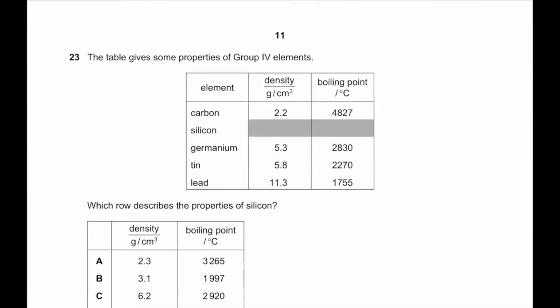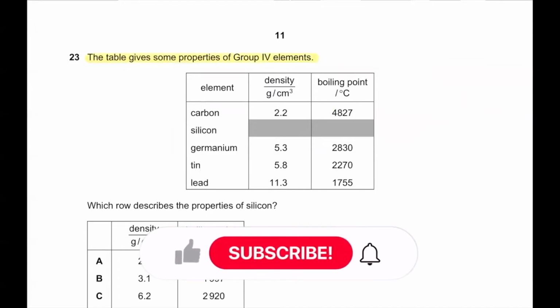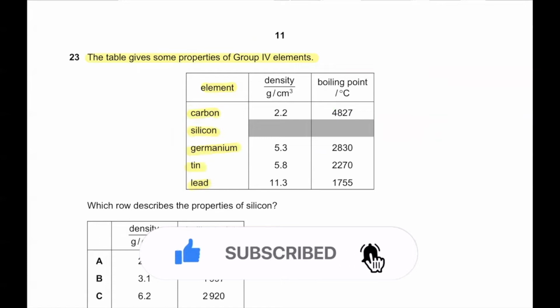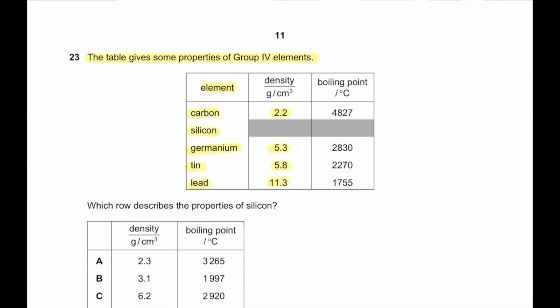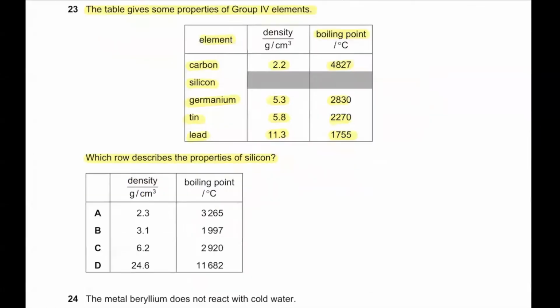Guys, moving to question number 23. The table gives some properties of group 4 elements. We can see elements carbon, silicon, germanium, tin and lead. So group 4 elements can be seen. We can see as we go down the group, the density is increasing, and the boiling point is decreasing. Which row describes the properties of silicon?